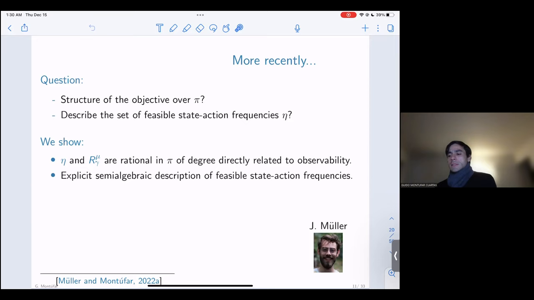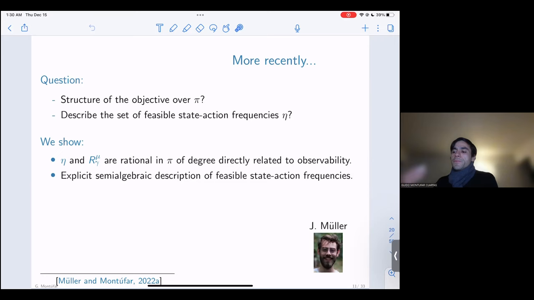I'm going to say some more about that in a moment, but essentially what this means is, when you are doing constrained optimization, you formulate the constraints not necessarily in a parametric way, but in terms of some equations that need to be satisfied and some inequalities that need to be satisfied. And that's the type of description that we obtained for the set of state action frequencies.